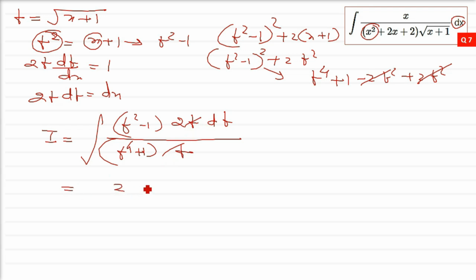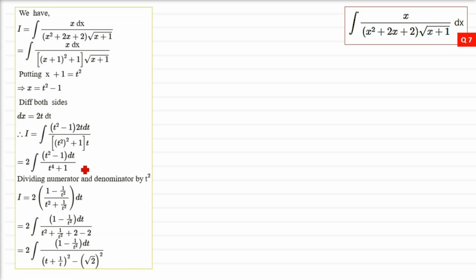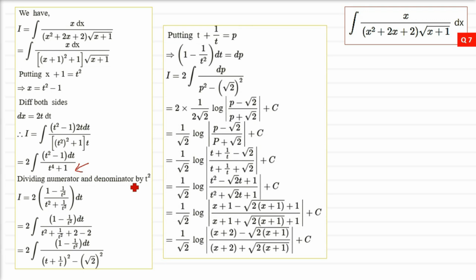The t square also gets cancelled. I told you in the previous question, keep an eye on t square minus 1 by t raised 4 plus 1, because we are going to witness the same thing again. So I hope that this can be solved by you. Divide numerator and denominator by t square, and then find t plus 1 by t whole square in the denominator so that you can get the numerator. So this can be done by your good self, and it's the same way we have done the previous 6 questions.